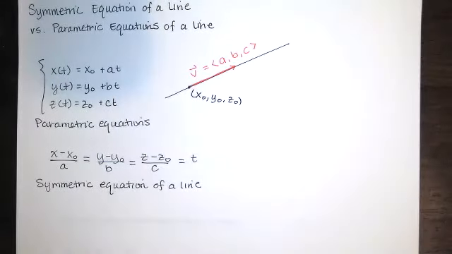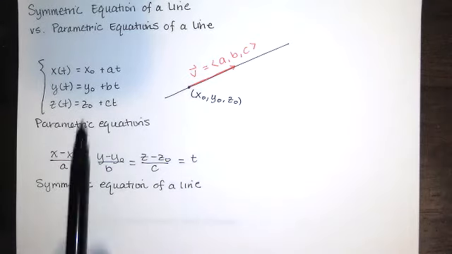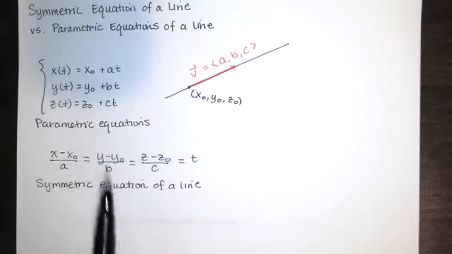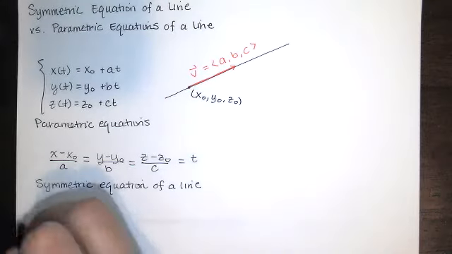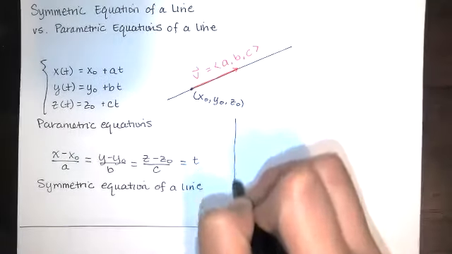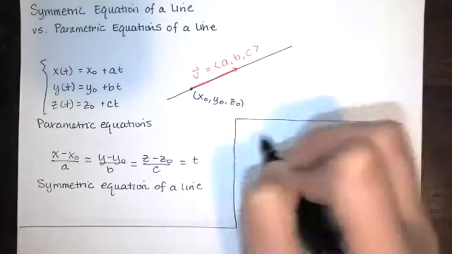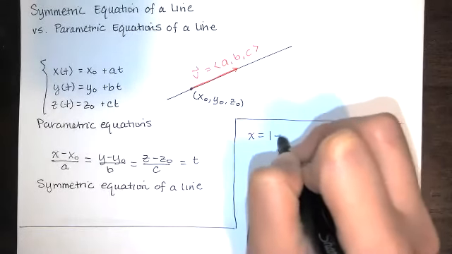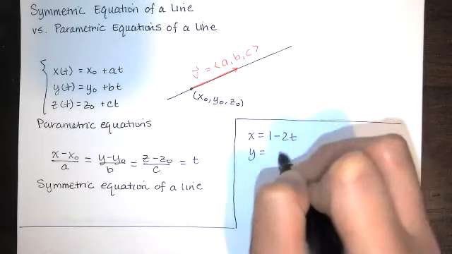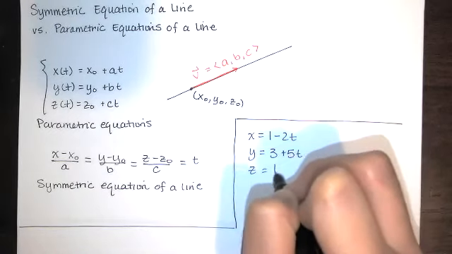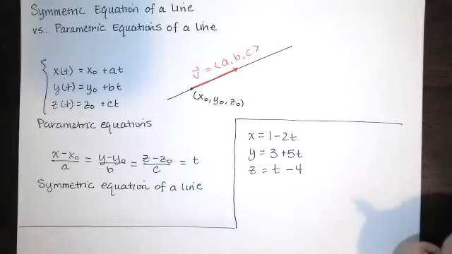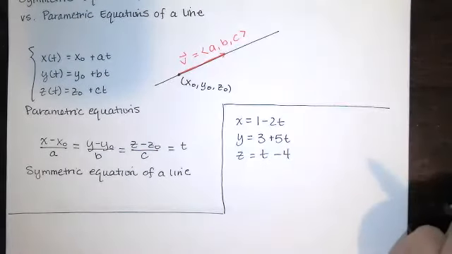Now, being familiar with both is important, and the standard form of both of these is important, because once you understand what the form is, you can quickly identify that direction vector v and x naught, y naught, z naught. So let's look at an example. If I have x equals 1 minus 2t, y equals 3 plus 5t, and z equals t minus 4, those are parametric equations of a line.